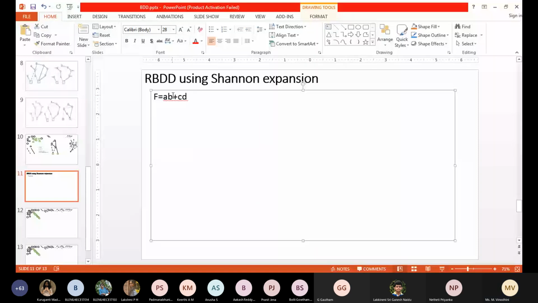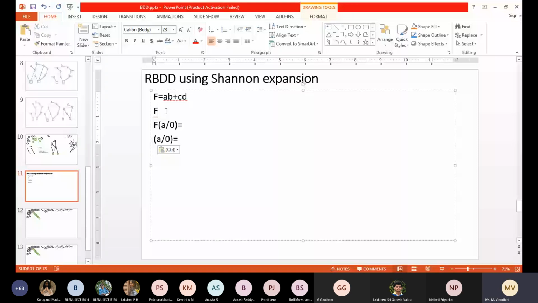Now, which will be the first variable? A, B, C, D, four variables are there. A is the first variable. So take the first variable. Consider A as 0, and second, consider A as 1.